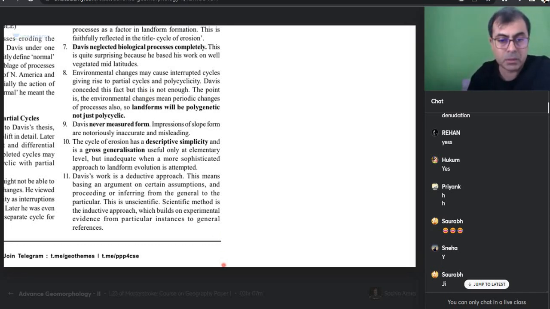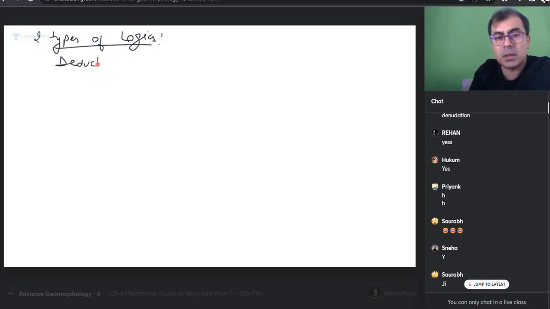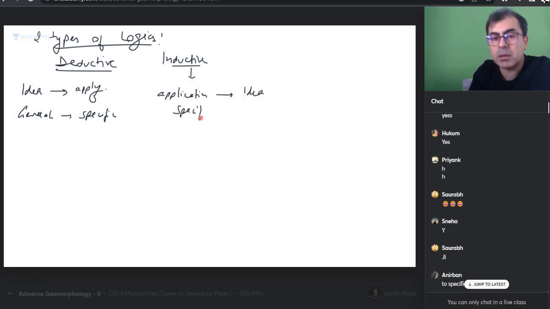Now, two words which I want to add for everyone over here. So there are two types of logic. One is deductive logic. I have talked about this in basic classes. Second is inductive logic. In deductive logic, you get the idea first and then you apply it. We call this general to specific. Inductive is you first see the application and from there you get an idea. Specific to general.